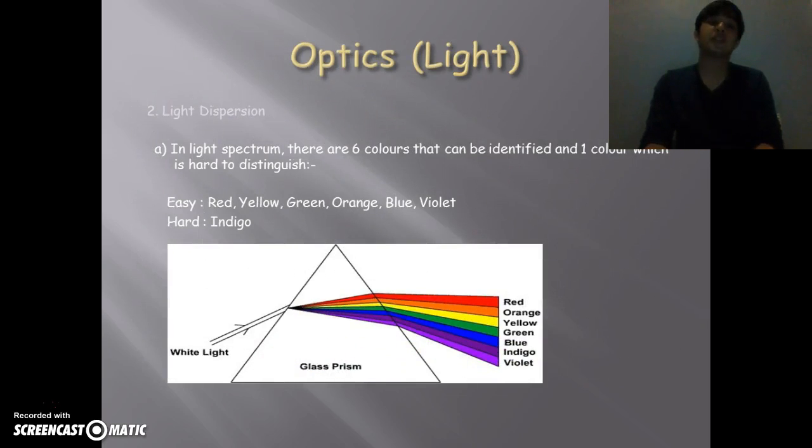Next, number two, light dispersion. In a light spectrum, there are actually 7 colors that we know. 6 of them can be identified, which are red, orange, yellow, green, blue, and violet. The other color is indigo, and it is different from the others because it is very hard to distinguish.